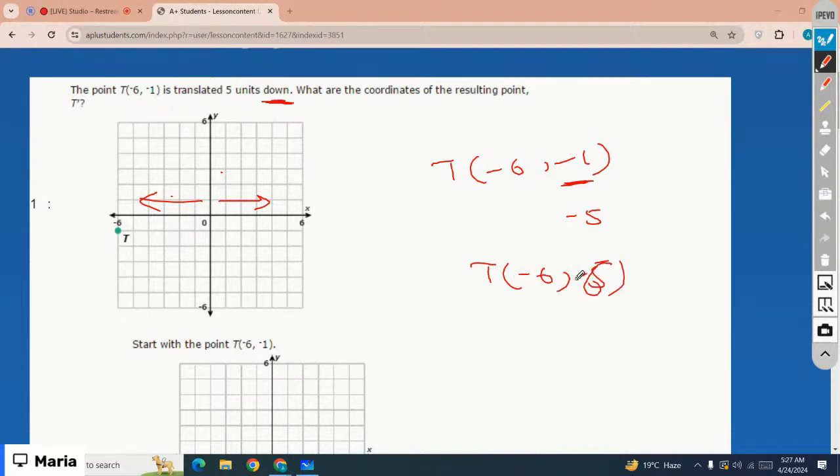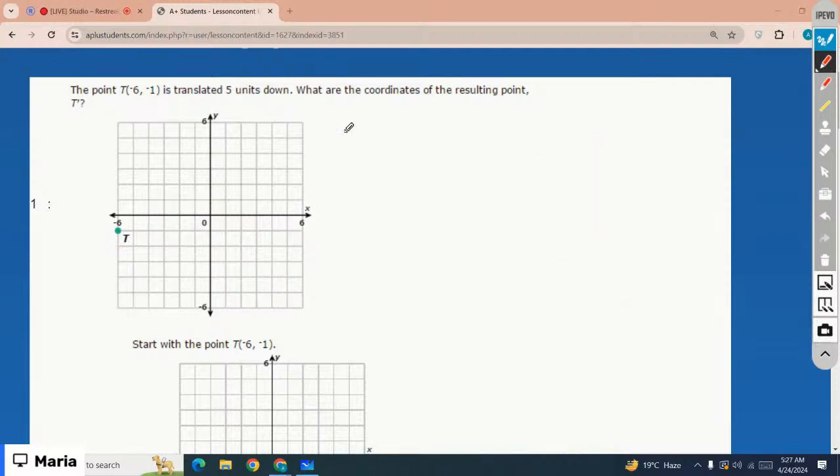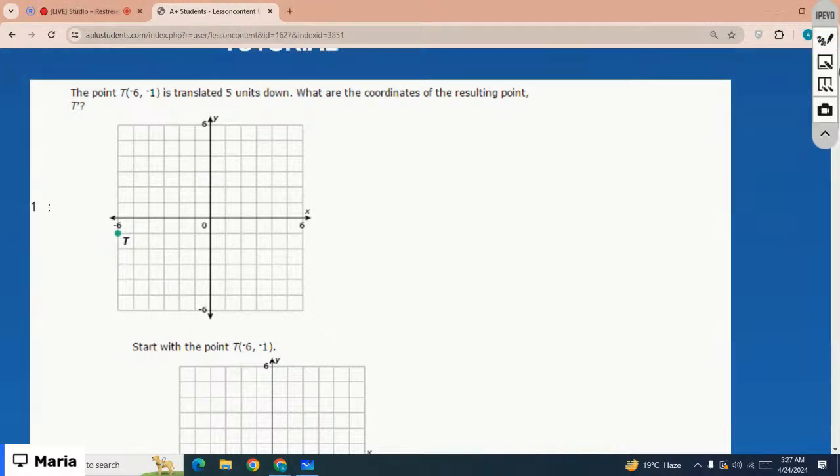That would be -6, sorry, -1 minus 5. Move 5 units down. 1, 2, 3, 4, 5. Here you are. X is -6, y is -6. That is the translated image. Got it? Okay, let's just start with the test questions.